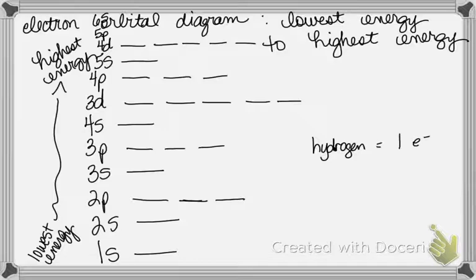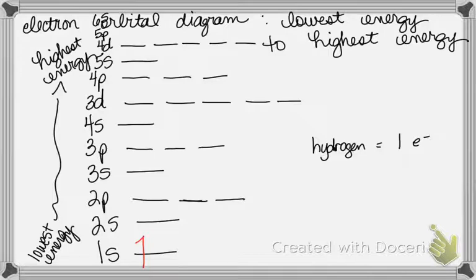That means hydrogen's orbital diagram looks like this. Electrons fill the orbital from lowest energy to highest energy. That's hydrogen's ground state electron orbital diagram. Again, that is the ground state electron orbital diagram for hydrogen.